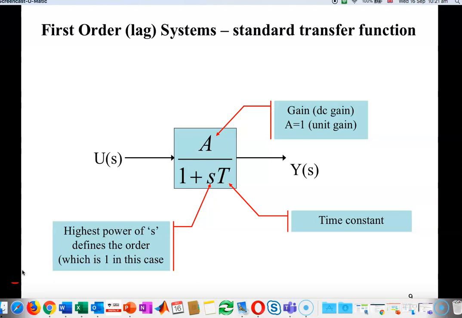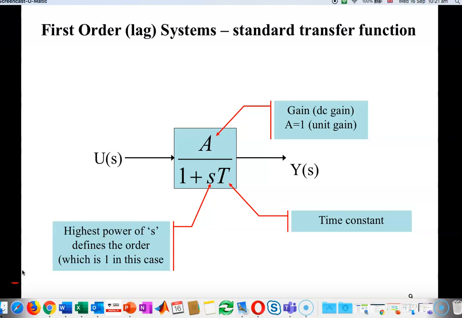So in many cases, not all, but in many cases, we would like the system to have a DC gain of 1, so that we know the output equals the input in the steady state. Time constant is a measure of how fast or how slow the system responds to an input. So if we want a fast response, we tend to want a small time constant. If the time constant is large, then the system response will be slow.